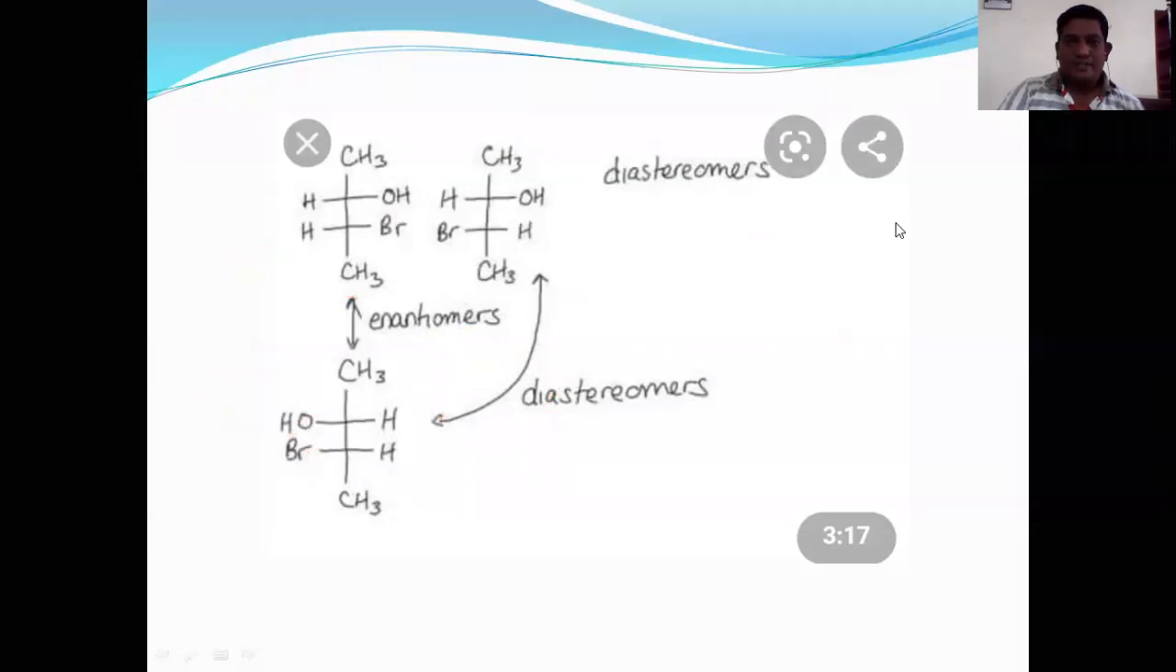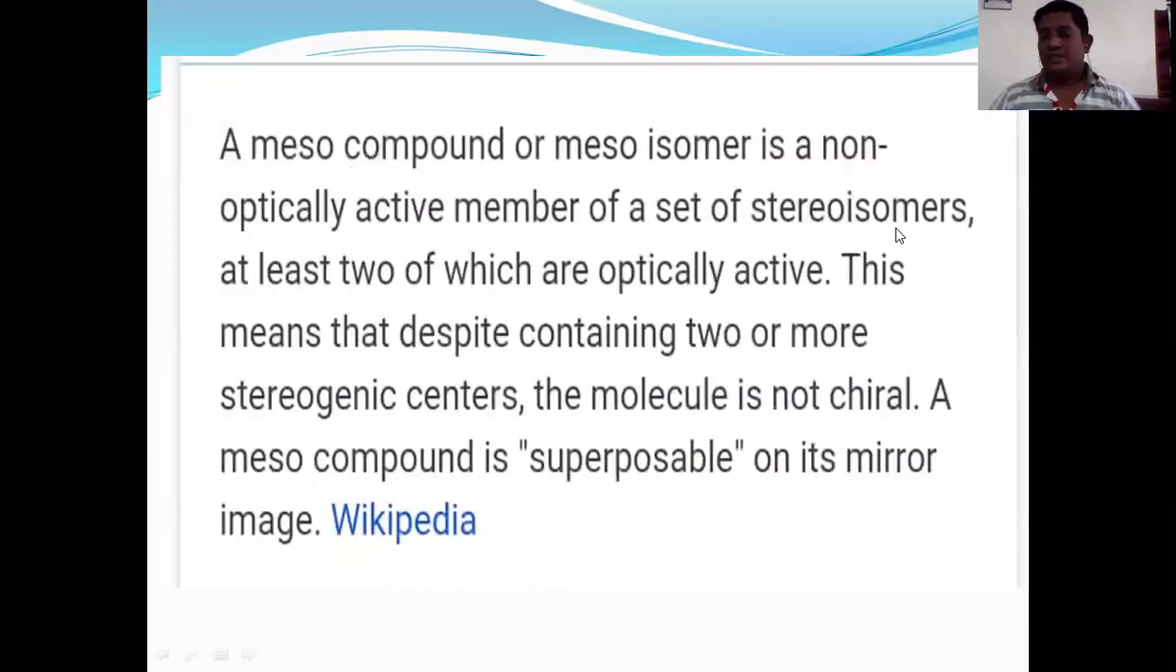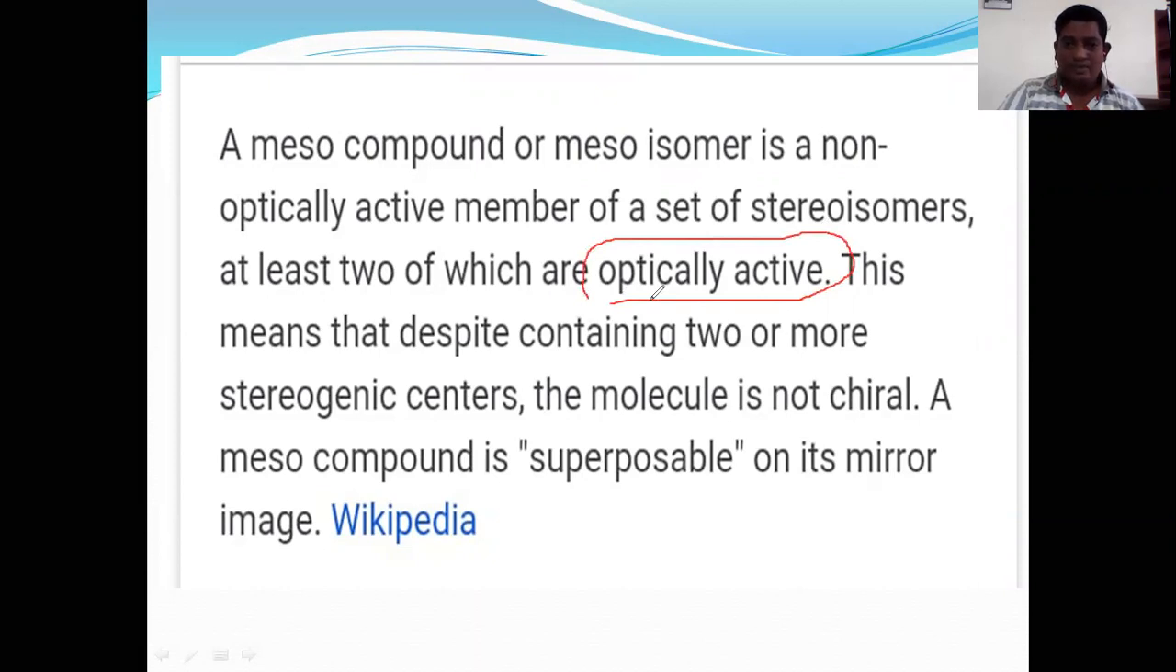Okay. Now we'll see another example. The next one I'm saying is a meso compound. What is a meso compound? A meso compound is optically inactive. It must contain an internal plane of symmetry. Even though it contains chiral centers, it is not optically active. It may contain two stereogenic centers, but because of the internal plane of symmetry, it is optically inactive. Let me clarify.